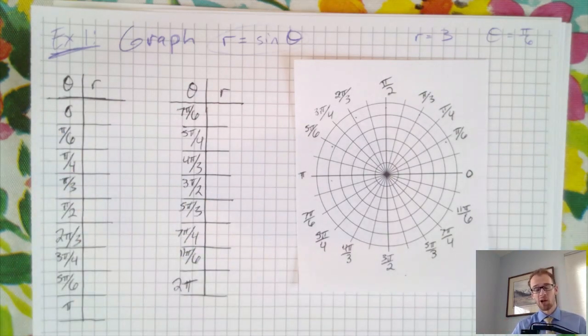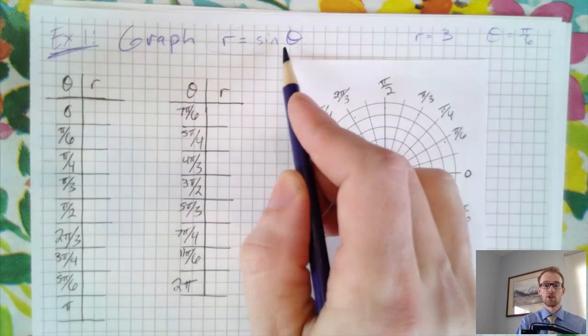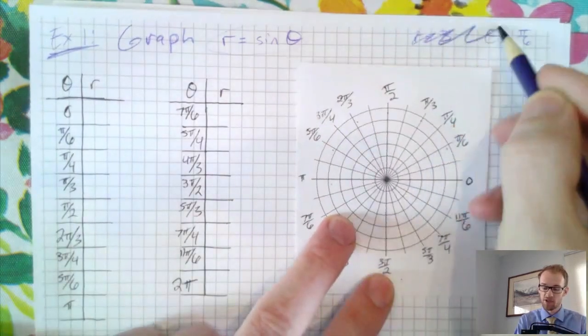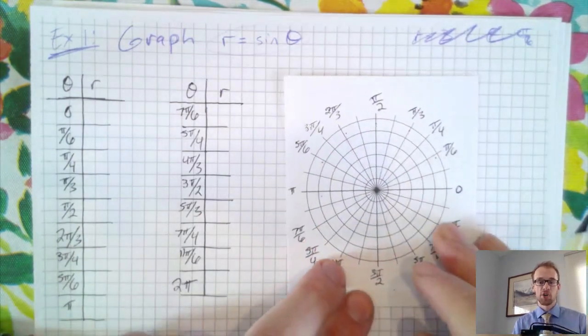All right, so the most basic way to graph equations is to make an input-output chart, fill it out, and plot points. It's the same in rectangular coordinates. It's the same in polar coordinates. We're going to just start calculating these. So r equals sine theta. That's the equation we're graphing. We're not graphing these others. That's just extra talking points.